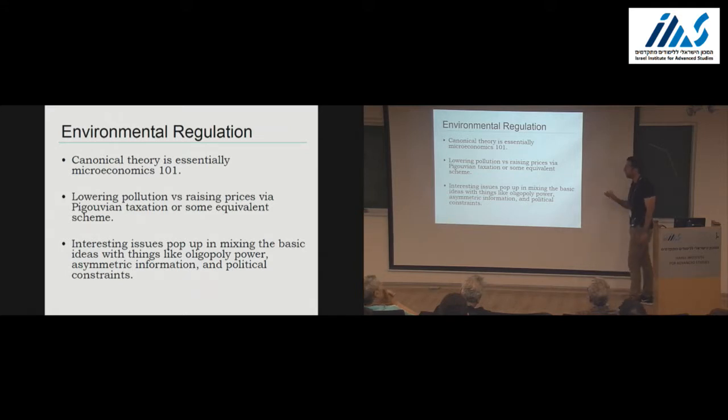Okay, environmental regulation, the theory is not much to say. The canonical theory is essentially micro 101. Okay, you want Pigovian taxation or something equivalent like cap and trade. Make it expensive to pollute. It does get interesting once you combine this with things like market power, asymmetric information, and political constraints. I'm not going to go through any theory model here, but we will look at papers that combine these with cap and trade systems and think about measuring outcomes there.